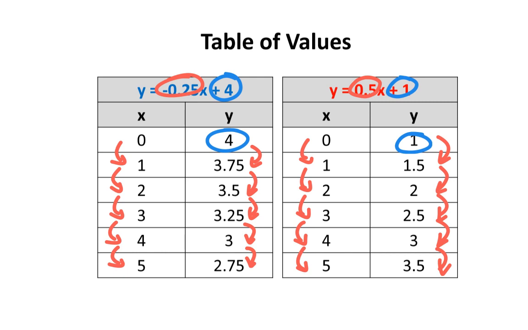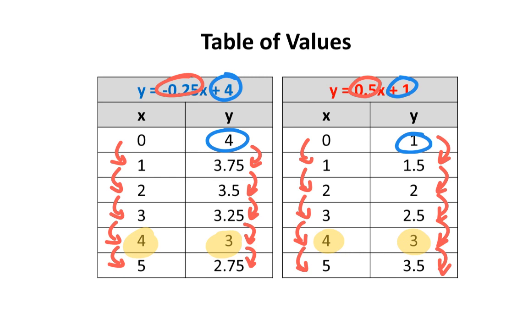As discussed in a previous lesson, we can find a point of intersection with a table of values. And if you look closely, you'll see that the point of intersection is 4 and 3. Therefore, these two lines meet at 4 and 3.